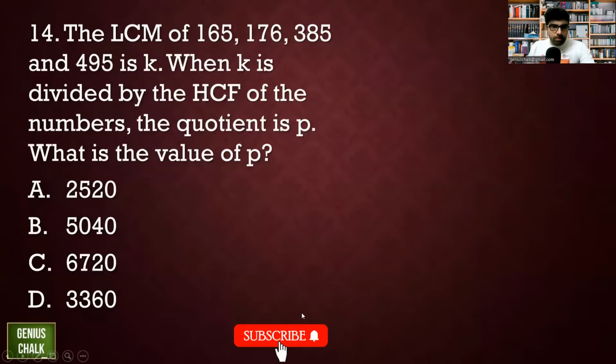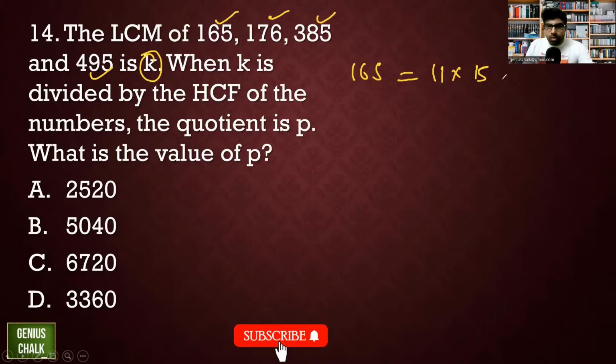Next, LCM of 165, 176, 385, and 495 is K. When K is divided by the HCF of the numbers, the quotient is P. Find the value of P. Fine. So let's find the HCF first. 165 cancels by 11. 11 ones are 11, 11 5s are 55. So 11 into 5 into 3. Next, 176. It is cancelled by 4 also. 4 4s are 16, that is 4 into 4 into 11.